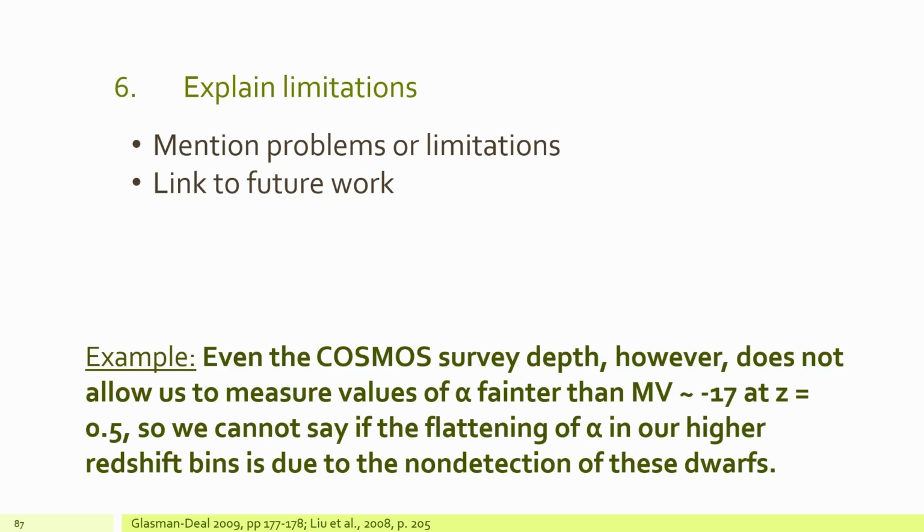Here is an example of Liu et al. identifying a limitation in their discussion. "Even the Cosmos survey depth, however, does not allow us to measure values of alpha fainter than MV approximately -17 at z equals 0.5. So we cannot say if the flattening of alpha in our higher redshift bins is due to the non-detection of these dwarfs."